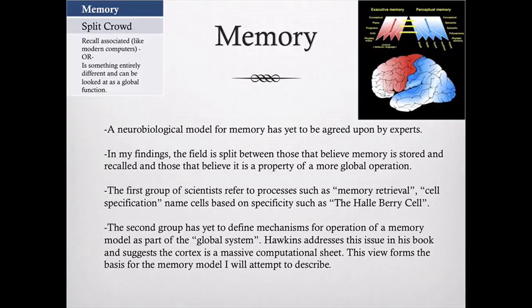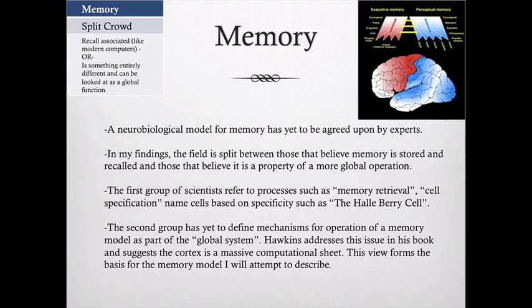And scientists in this field refer to processes like memory retrieval or cell specification, like the Halle Berry cell or the Bill Clinton cell, or some famous person that you've seen all the time, where all these concepts come together to form this person and converge on the cell that is now designated for Halle Berry or whoever the famous person is. So the second group has yet to define mechanisms for operation of a memory model as part of a global system, outside of just the physiological functioning of that cell itself having memory.